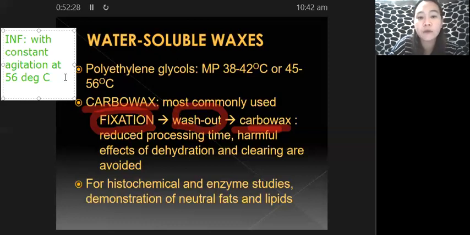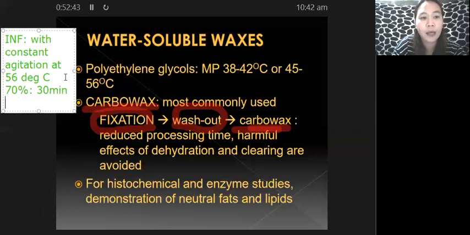We make use of several concentrations of Carbowax. First, we make use of 70% Carbowax. How long are you going to immerse it in 70% Carbowax? We have 30 minutes. After your 70% Carbowax, we follow it by using 90% Carbowax.